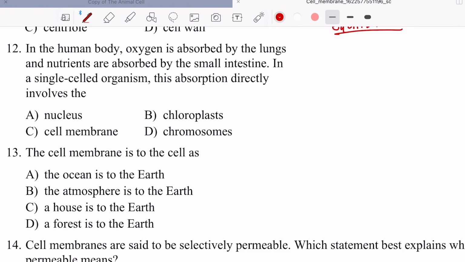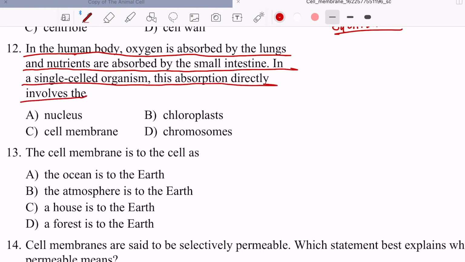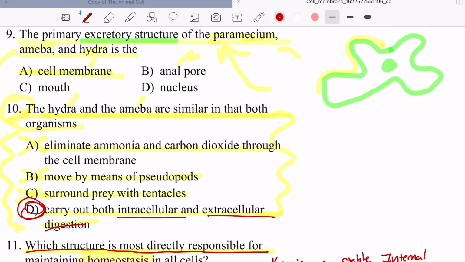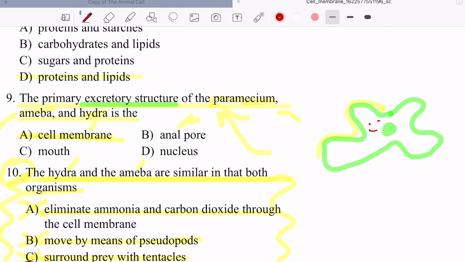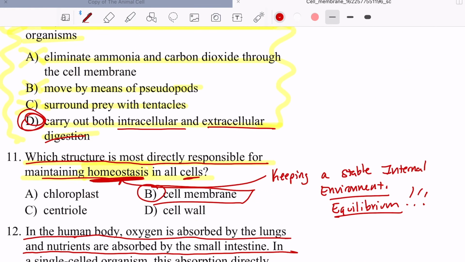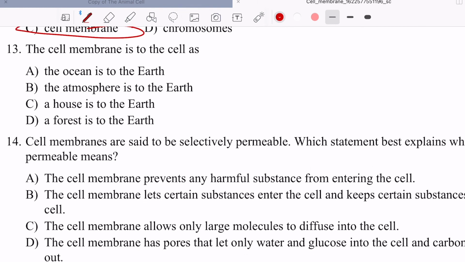Number 12. In the human body, oxygen is absorbed by lungs and nutrients are absorbed by the small intestine. In a single-celled organism, this absorption directly involves the cell membrane. In our little friend, the amoeba here, the cell membrane is what absorbs or releases in a one-celled organism. 13, the cell membrane is to the cell as, so it's one of those questions.